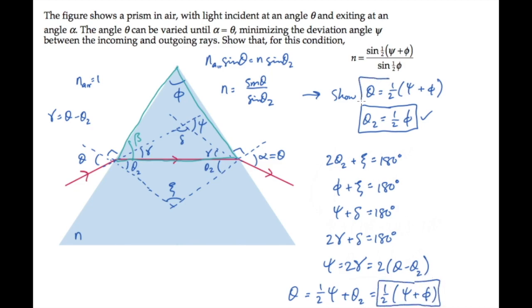So we've shown that when the ray enters and leaves at the same angle theta, the index of refraction is sine of half psi plus phi divided by sine of half of phi.